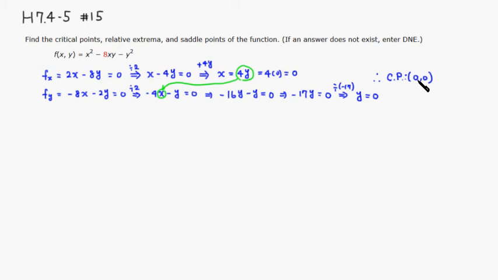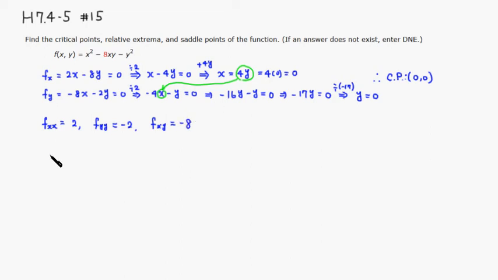Then we're going to find the second partials. The second partial with respect to x would be 2. The second partial with respect to y would be negative 2. The mixed partial with respect to x, then with respect to y, is negative 8.